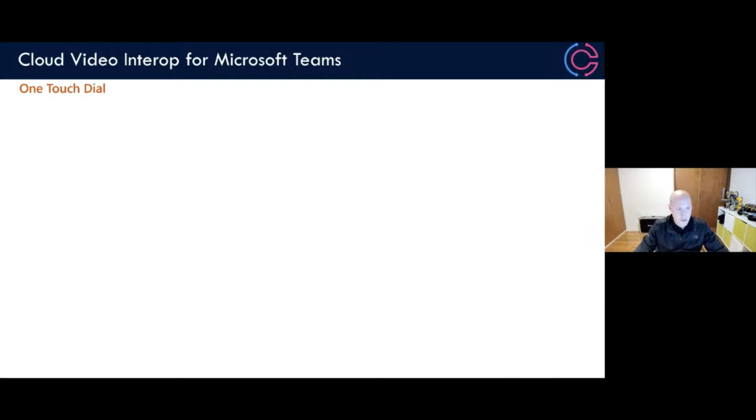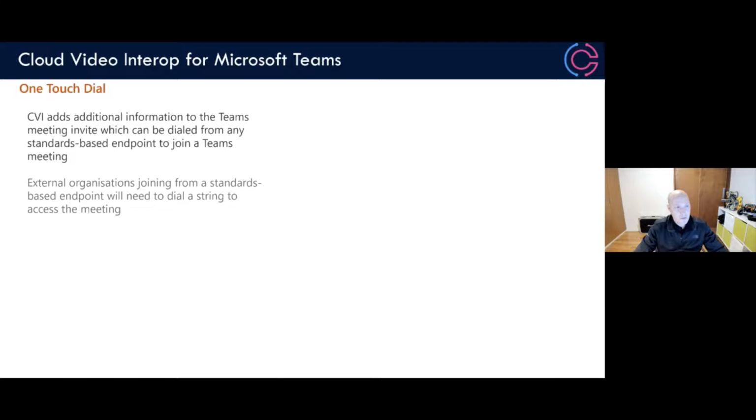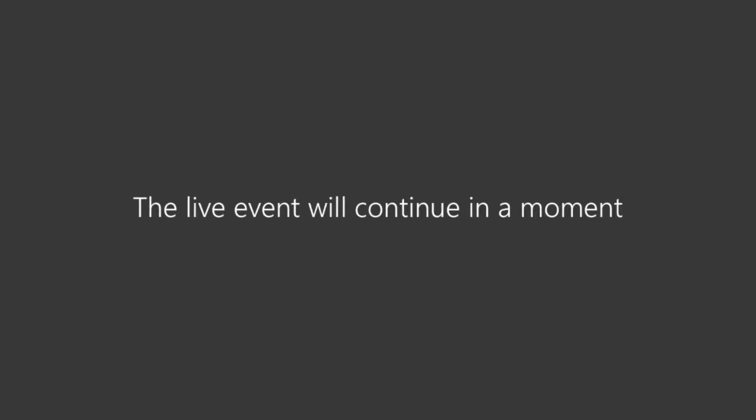So we have this thing called OneTouch Dial. Cloud Video Interop added additional information to the Teams meeting invite, which can be dialed from any standards-based endpoint to join a Teams meeting, as I just mentioned. But we don't want our own internal users having to manually dial from a non-Teams native endpoint within that organization. So OneTouch Dial solves this problem for us. I'll add that this example is Poly's service, OneTouch Dial with Poly. There are other flavors of this from Pexip and others that can do a very similar thing. This example is based on Poly because this is the one that I happen to have access to.